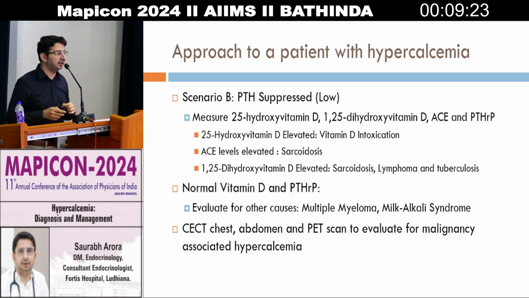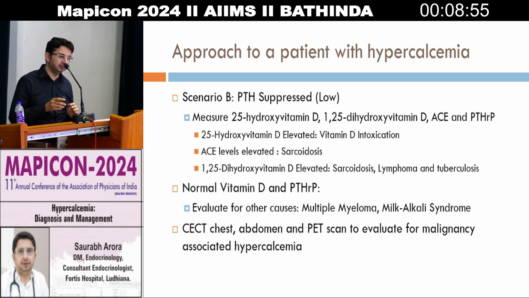And again, the second scenario: when PTH is not elevated or PTH is undetectable, that is, PTH is less than 20 picogram per ml. Then we have to perform certain tests to get into the etiology. 25 hydroxy vitamin D levels are elevated in vitamin D intoxication. So the best is to go for 25 hydroxy vitamin D, a chest X-ray, and ACE levels as an initial investigation in these cases.